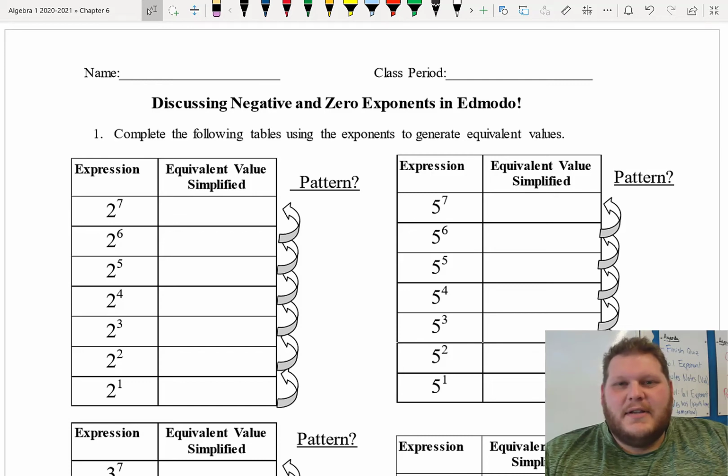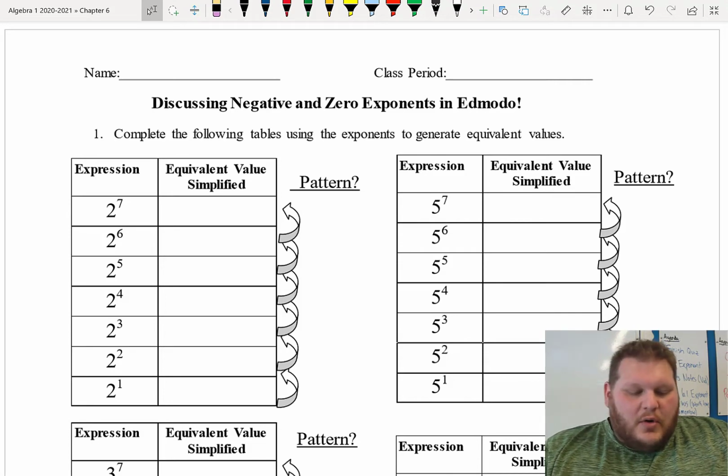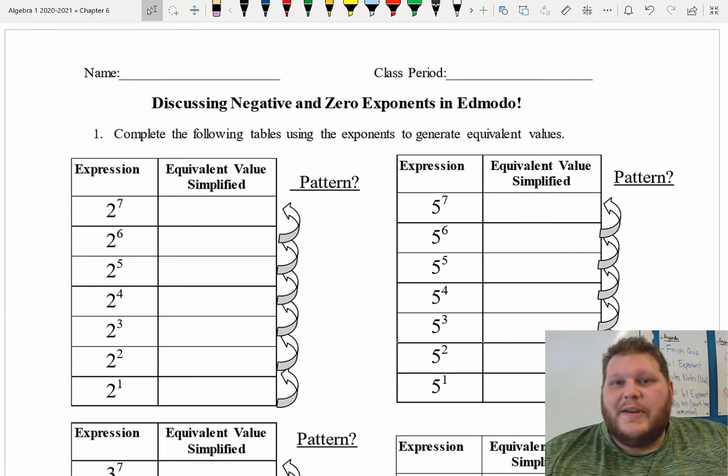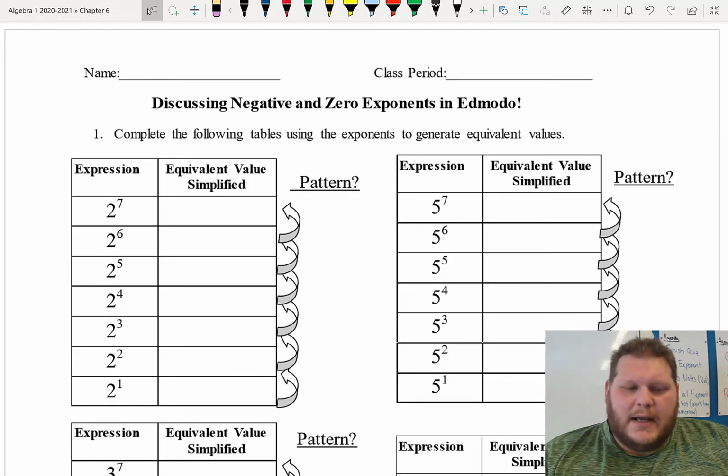Hey guys, today we are taking a deeper dive into how we handle negative exponents and what it means to have an exponent of 0. I have this set up originally as a discussion where you would discover it, but we're just going to walk through it together, and I'm going to help you make those connections.